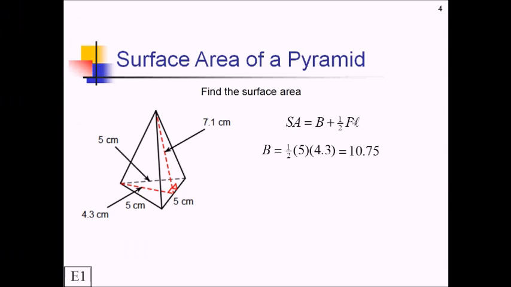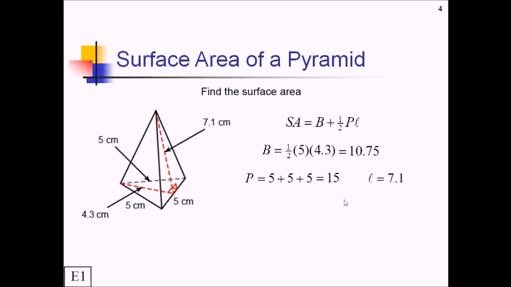Next, we need the perimeter. So we have 5 this way, 5 this way, 5 this way. Oh, so that just adds up to 15. And we also need the slant height. That's the height of all the individual triangular faces. So that's just this piece here, this 7.1.